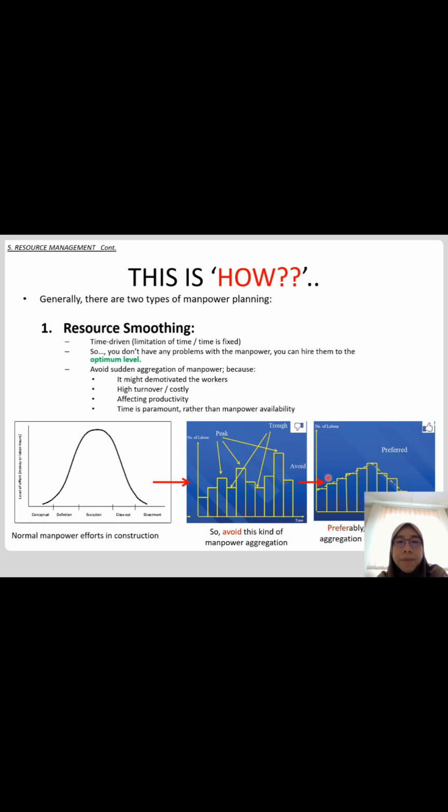Therefore, in resource smoothing, what we do is we make the graph smooth, where we increase the number of workers constantly and decrease them constantly. And we will get a good normal distribution of manpower in construction.